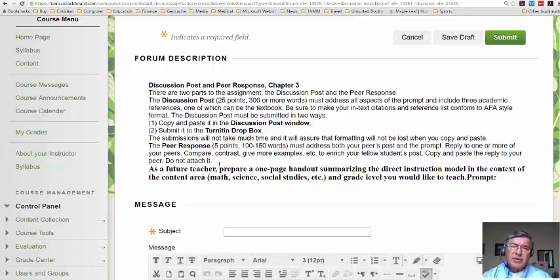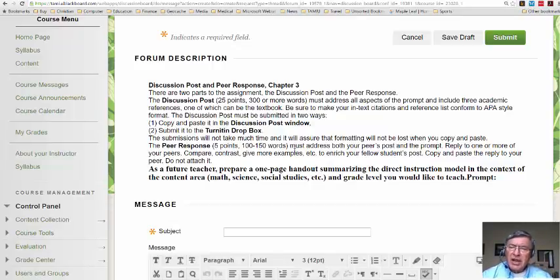As a future teacher, here's the prompt. As a future teacher, prepare a one-page handout summarizing the direct instruction model in the context of a content area, math, science, social studies, etc., and grade level you would like to teach. The content area and the grade level.